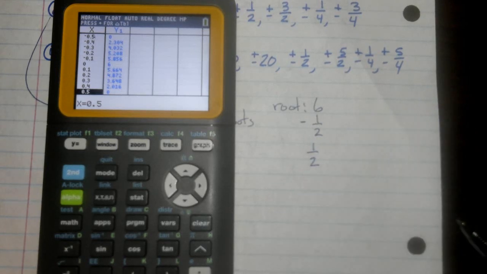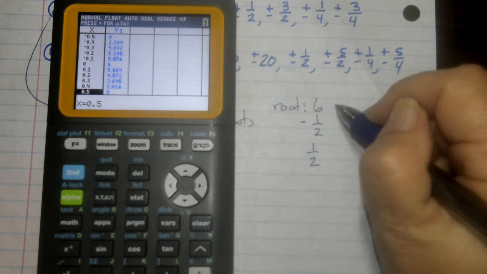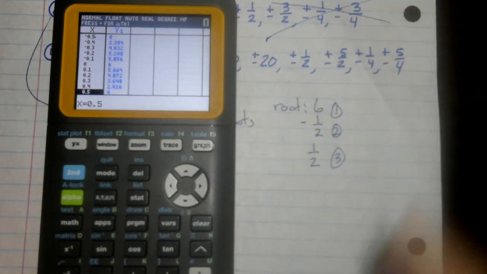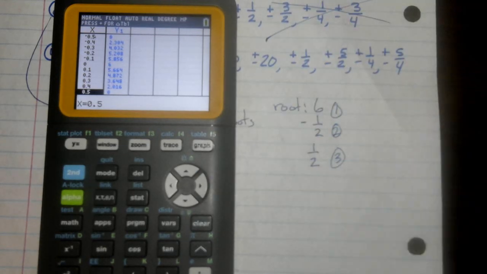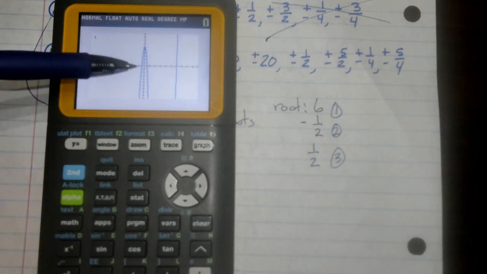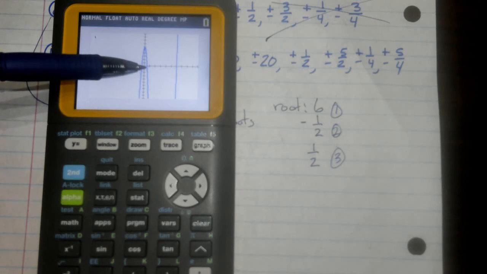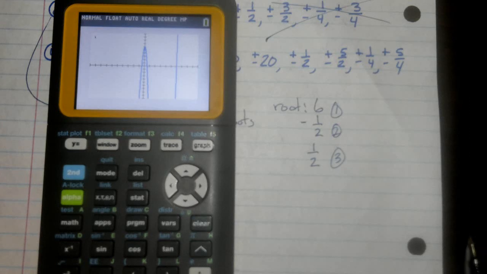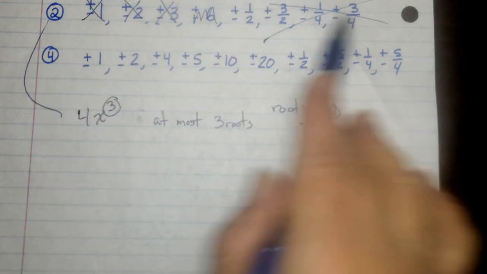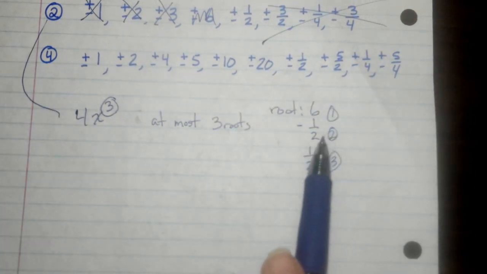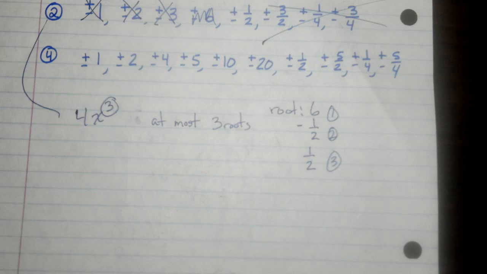Do I need to check any more? Because how many roots can I possibly have? 3. 1, 2, 3. I don't even need to check the other ones. They're not going to work. Those are my 3 roots. Let me go back to my graph. Do you see them? Negative 1/2, positive 1/2, and 6. But your rational root test tells you where to look for them. So you're not just looking everywhere.